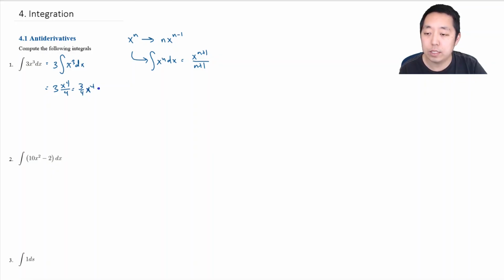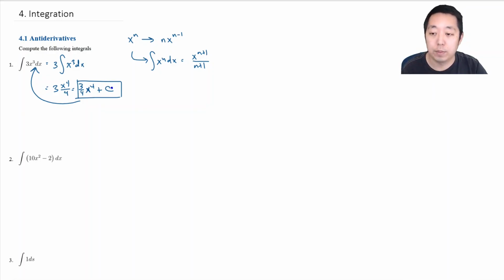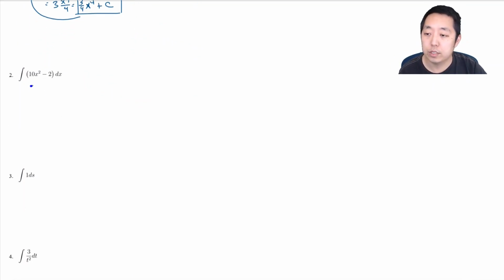The other thing about this is I always have to add a constant of integration for these indefinite integrals. And that's because you want to think of it as if I take the derivative of this, I get back to here. And the derivative of the constant is always 0. So one thing that's a key point of integrals is that they're actually not unique. They can be vertically shifted by some arbitrary constant c.